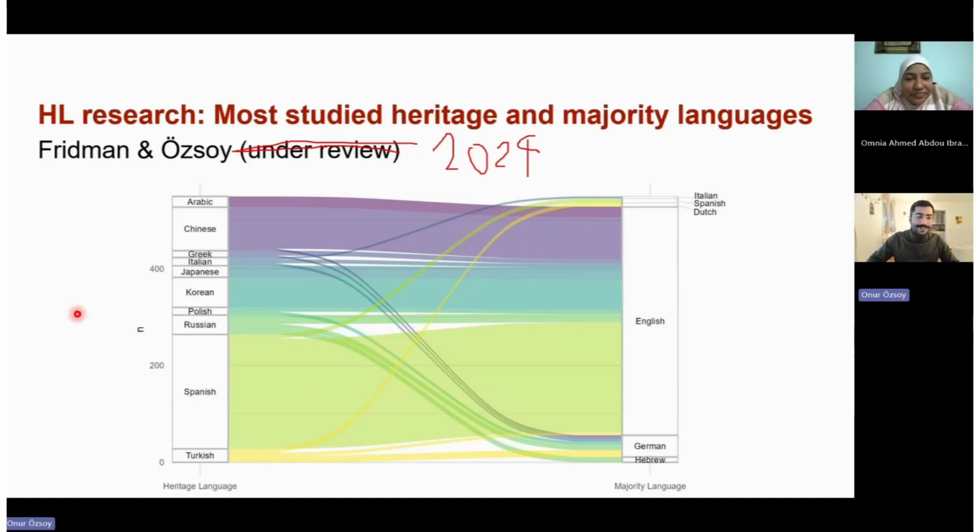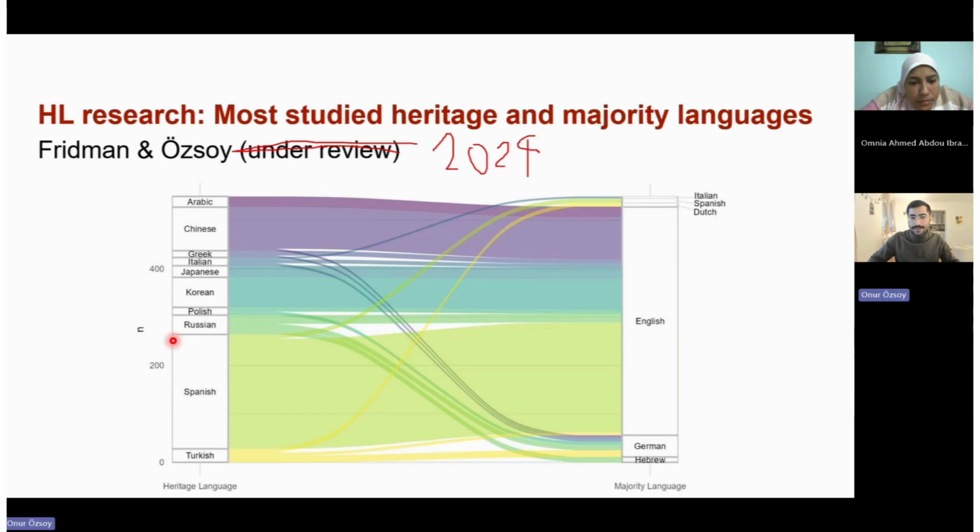And what you see here is that these are the heritage languages that are studied, and on the right you see the majority language, the country and the context that they were studied in. And you see that English is by far the greatest here, which is because most of the studies are from the United States. And the combination that we have is between Spanish and English. Actually, half the studies that you see here in this whole plot, out of the 500 or something studies, are Spanish in the United States.